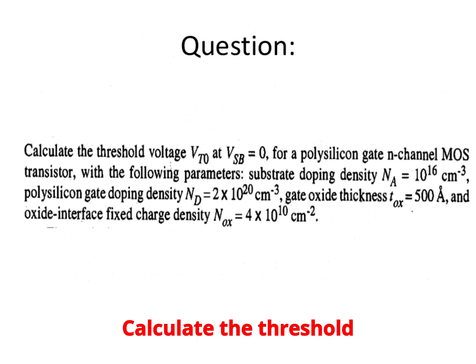Calculate the threshold voltage V_T0 at V_SB equals 0, for a polysilicon gate N-channel MOS transistor with the following parameters: substrate doping density Na equals 10^16 cm^-3, polysilicon gate doping density Nd equals 2x10^20 cm^-3, oxide interface fixed charge density N_ox equals 4x10^10 cm^-2, gate oxide thickness t_ox equals 500 Å.